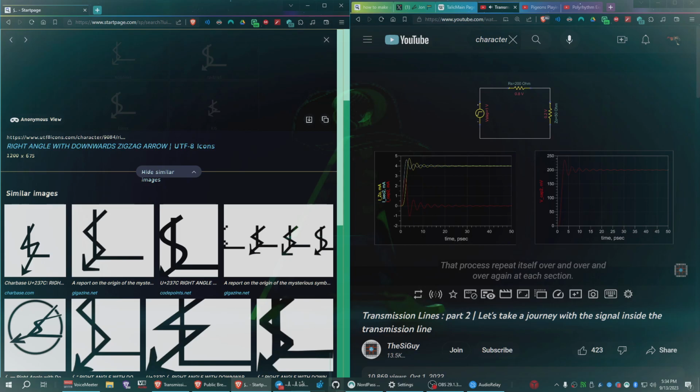That process repeats itself over and over again at each section. Each capacitor settles to 0.2 volts after some amount of delay based on its location on the line.